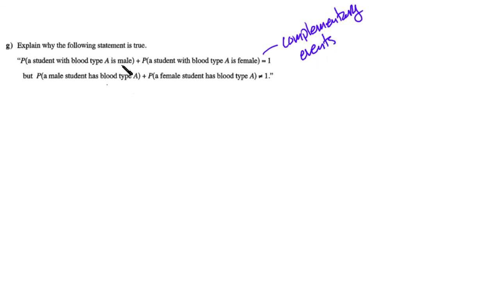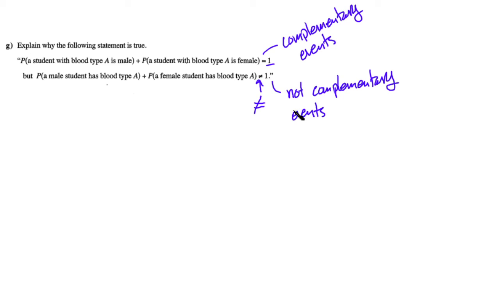Either the first event is true or the second event is true, right? So any individual with blood type A will have to be either a male or a female. There are no other options, right? So they're complementary events. They have to add to 1. But if you look at the second statement here, probability a male student has blood type A plus the probability a female student has blood type A does not equal 1. So these are not complementary events.